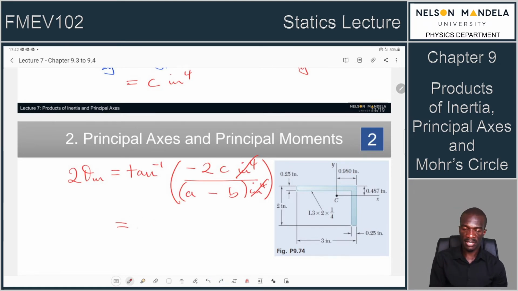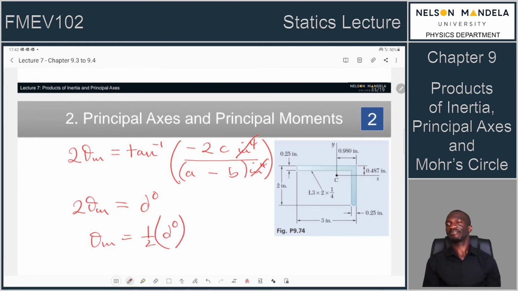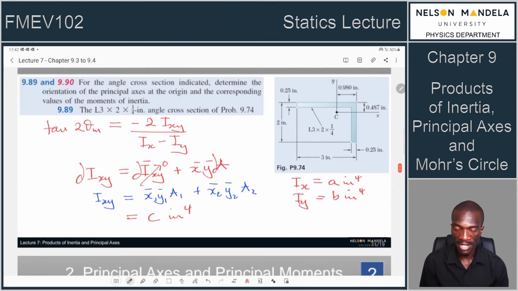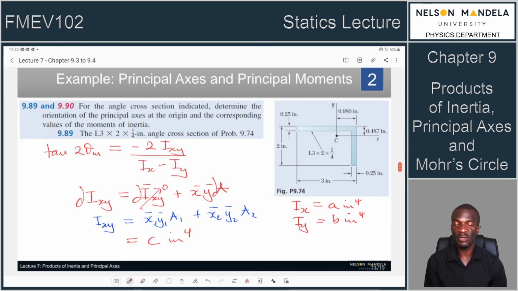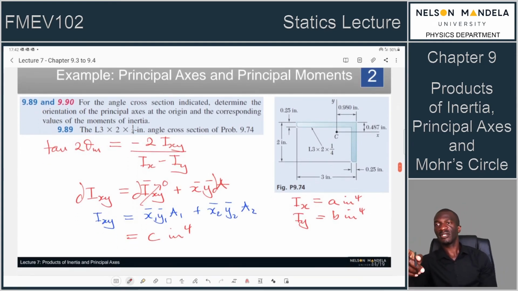Let's just call it d degrees. That's 2 theta m. So basically it means that your theta m will be half of d degrees. There you have it. You now have found the orientations. Please just refer to your textbook for the orientations that have been given here. You want to find the orientation of axes.